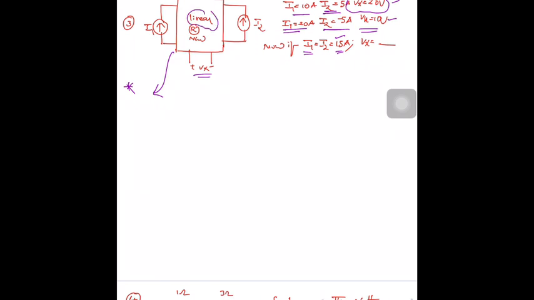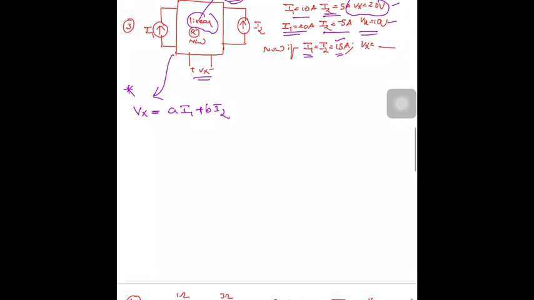The question says it is linear. See carefully, they have mentioned linear. Otherwise you should not apply SPT or the homogeneity principle or other principles. Okay. Linearity, SPT. So here Vx is equal to A times I1 plus B times I2. We don't know what the value of A is. It depends upon some A into I1, some B into I2. That is why when I1, I2 are changing, V is changing.